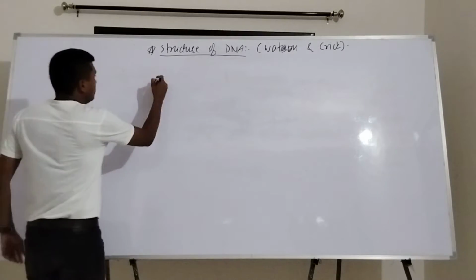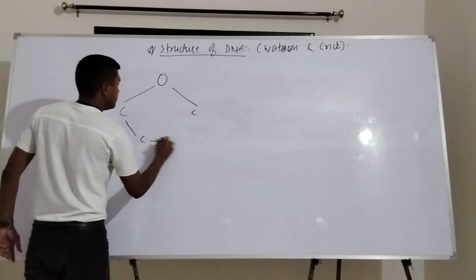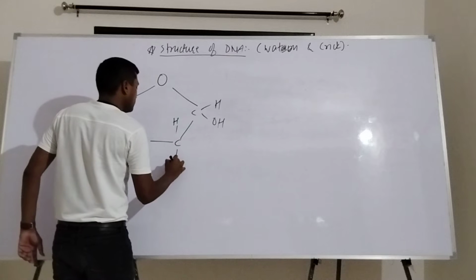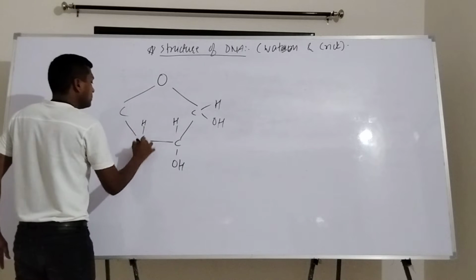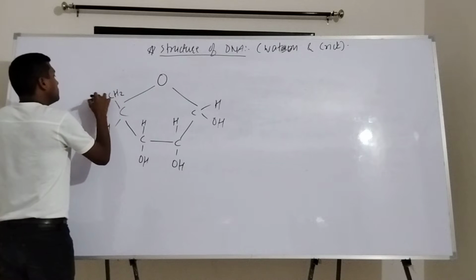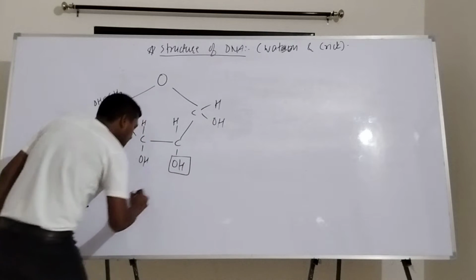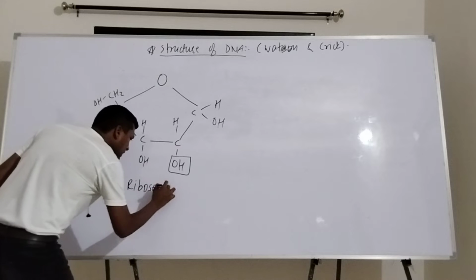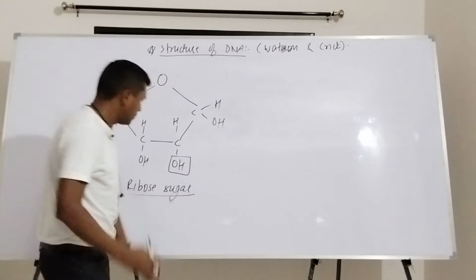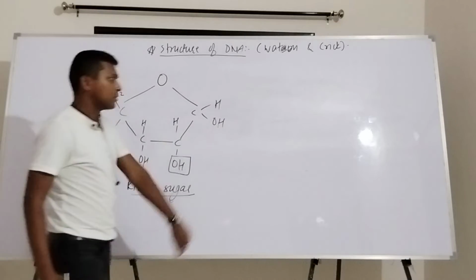Okay. So this is what I am drawing, and this particular sugar is actually called ribose sugar. Okay, this is called ribose sugar. We'll try to differentiate between them, but please try to keep your focus on this particular thing.